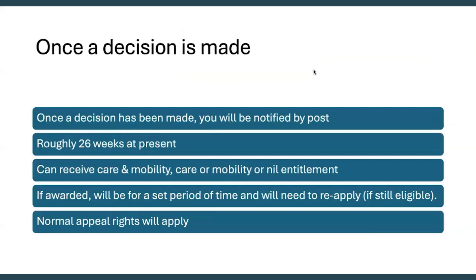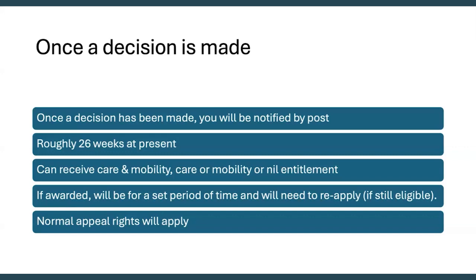So once a decision is made, a letter will be sent out with the decision. DLA claims are roughly taking 26 weeks at the moment. There's quite a big backlog. So if you were to make a claim and you didn't hear anything for quite a prolonged period of time, it's very normal.